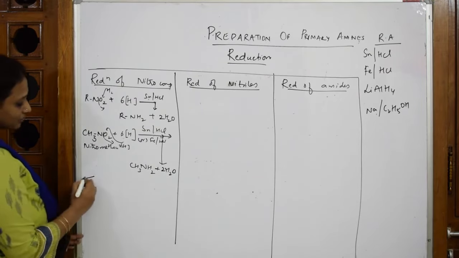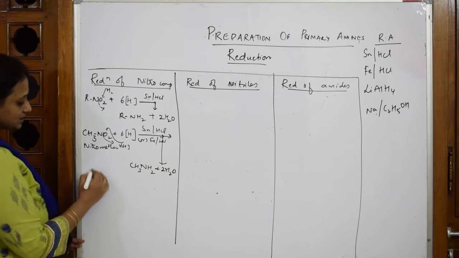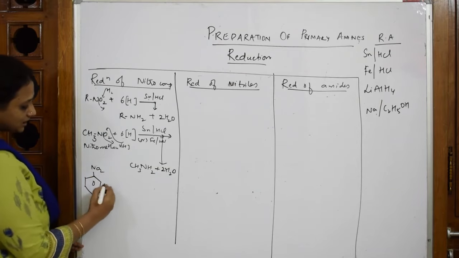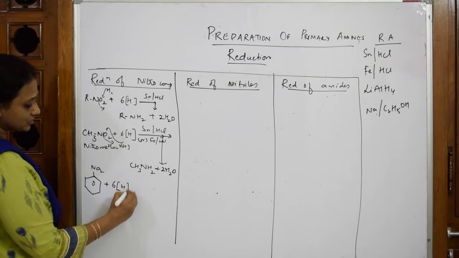Let us write for aromatic. If I have to take nitrobenzene, this is nitrobenzene, I'm going to again add 6 hydrogens to this.